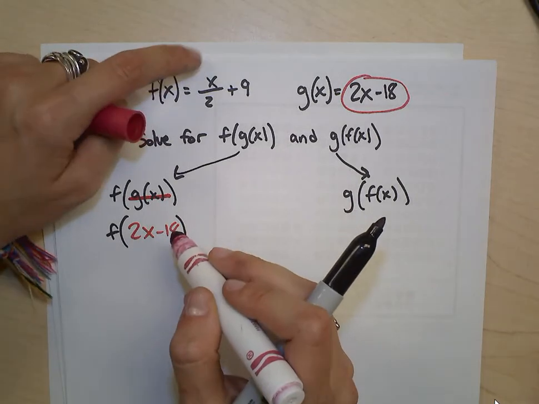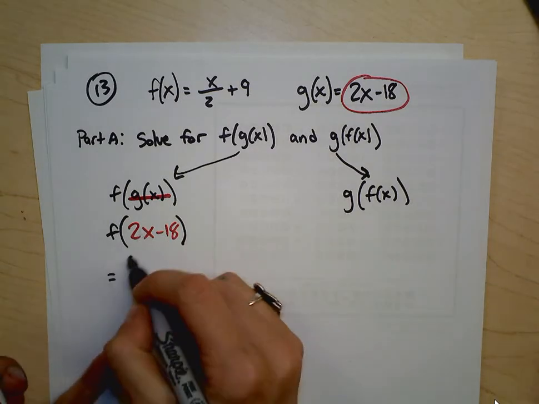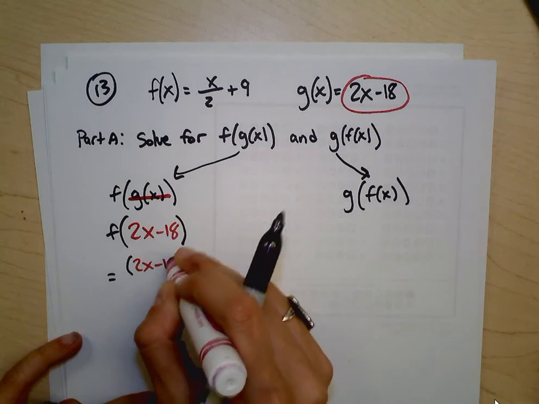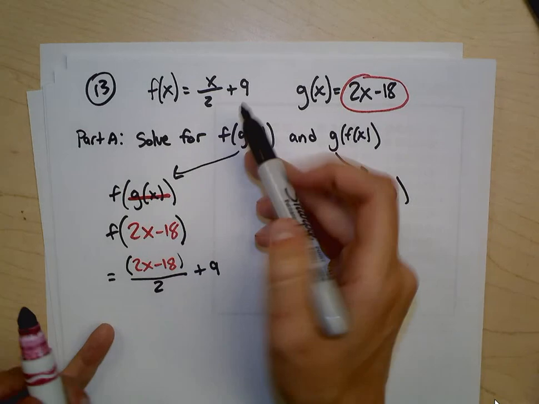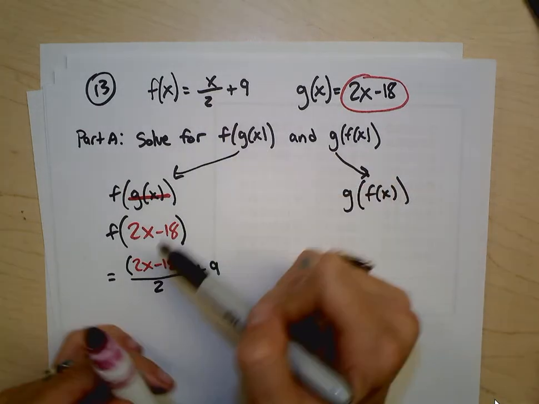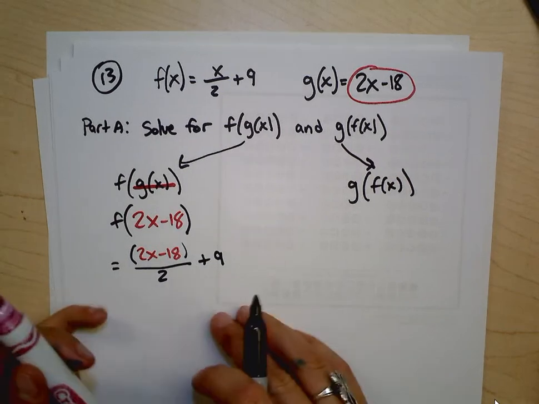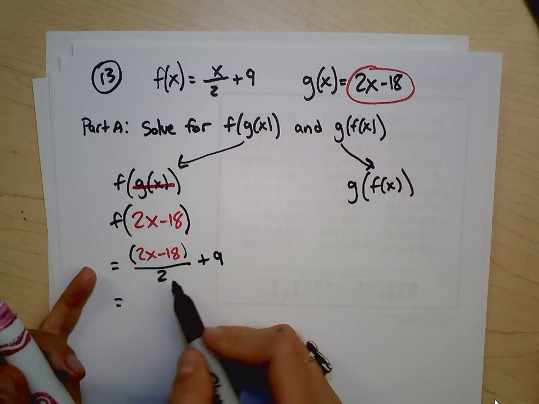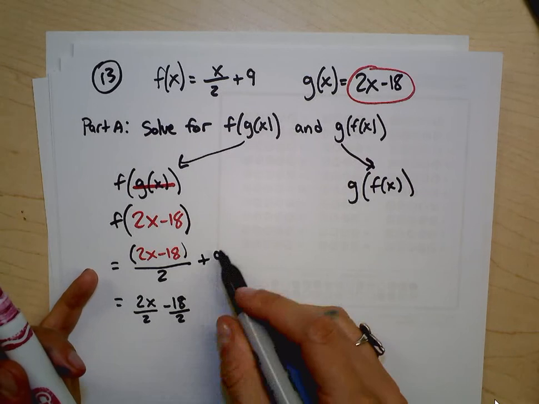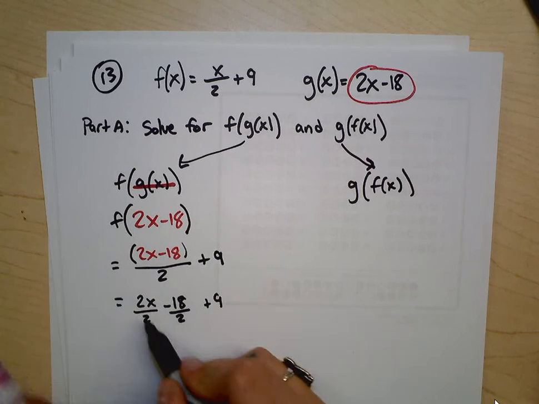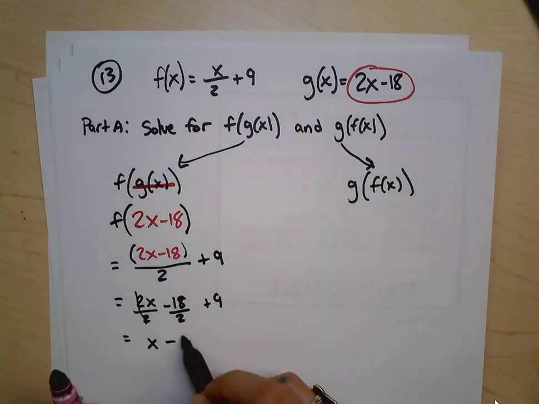So instead of x over 2, I'm going to have 2x minus 18 over 2 plus 9. So just like this equation, except instead of x, I plug this whole thing in for that x. Okay, I'm going to keep going with this because I know I can put this 2 under both fractions and simplify. So 2x over 2 minus 18 over 2. Don't forget this plus 9 out here. 2 over 2 is going to cross out. So I have x minus 9 plus 9.